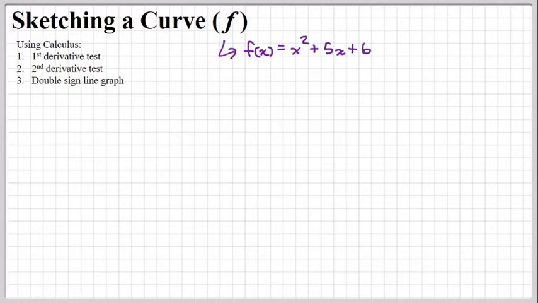In algebra, you learn how to use a table, and you also learn how to pick points, which is the same as using a table. You also learn how to use translations, or transformations, however you want to call it. But we're going to use calculus right now.